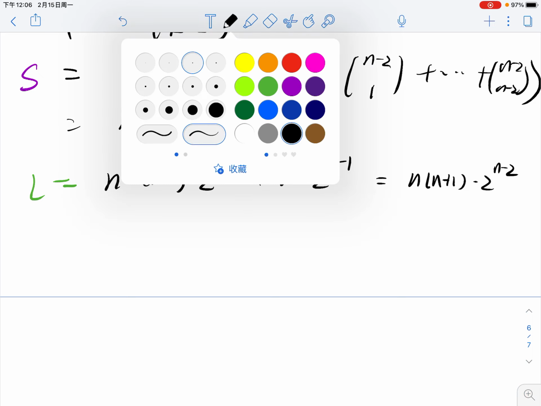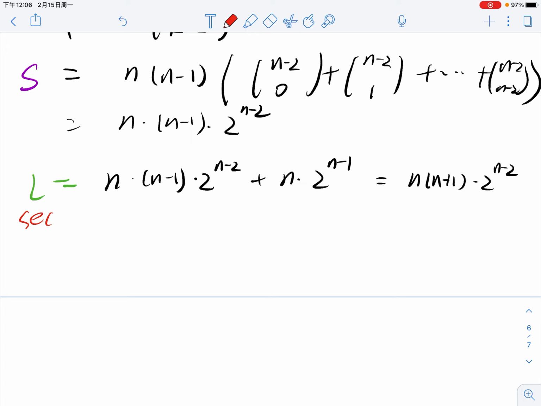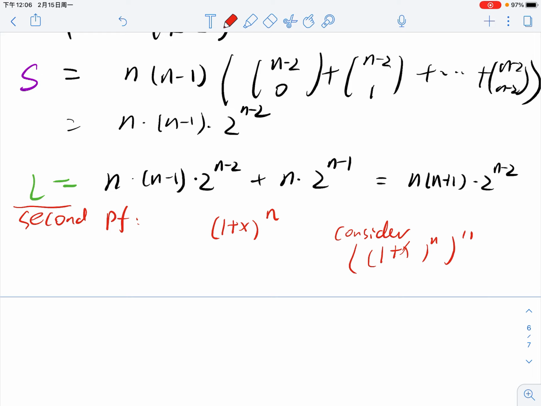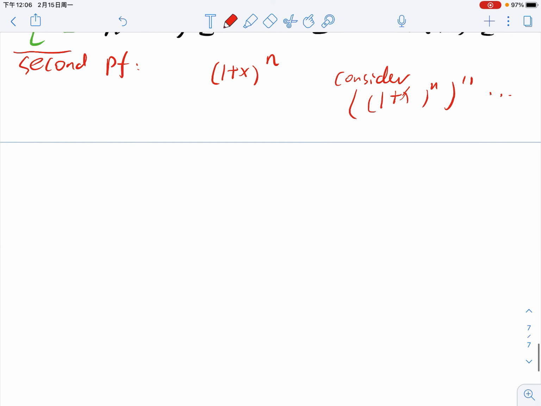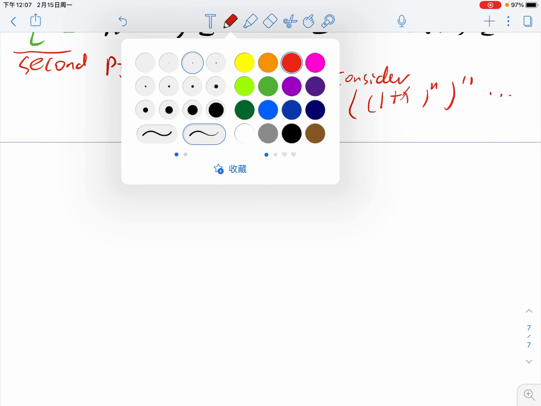And the second method, I leave it to you, which is by interpreting the formula as the coefficients for some functions. You consider 1 plus x to the nth power, and consider the second derivative of this function, and so on. You should expect the same result.